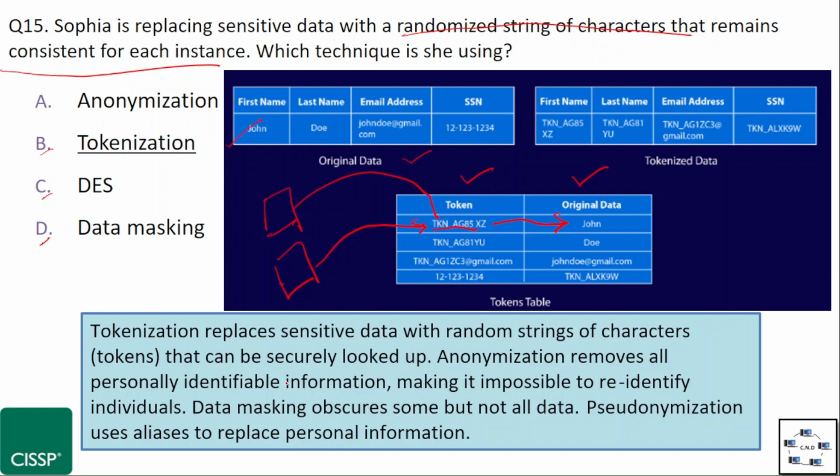Anonymization removes all personally identifiable information, making it impossible to re-identify individuals. Data masking obscures some but not all data. Pseudonymization uses aliases to replace personal information.